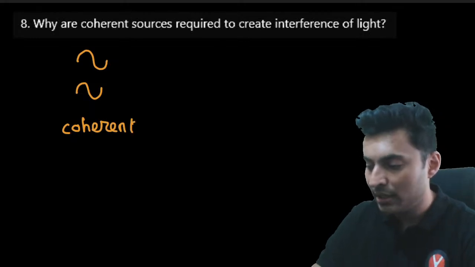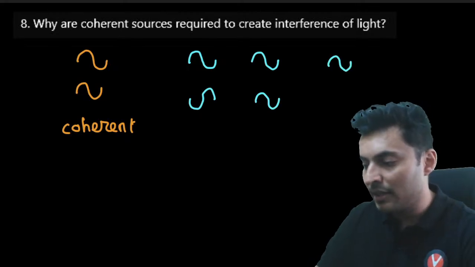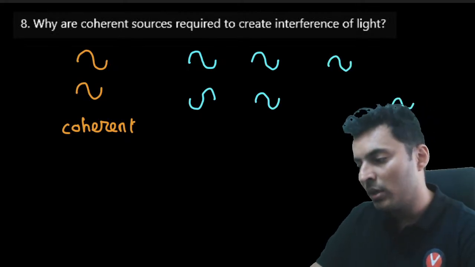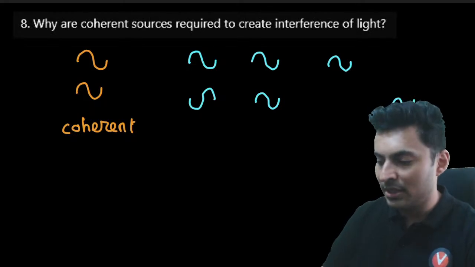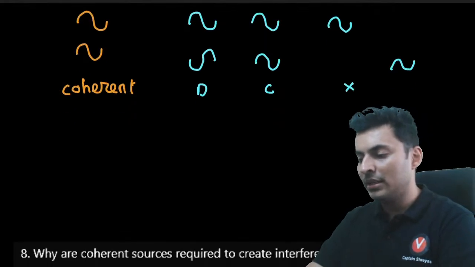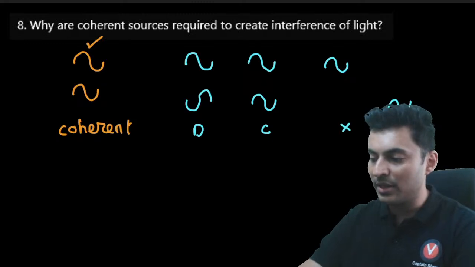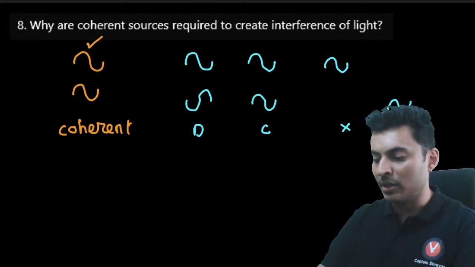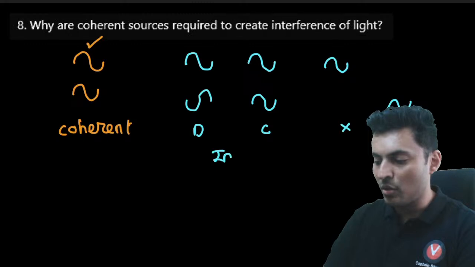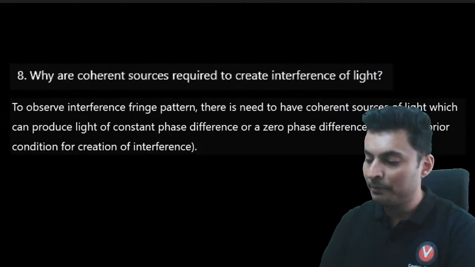But if it is incoherent, then what will happen? Once it is like this, then after some time, it is like this. Then after some time, nothing is coming from here. After some time, only thing is coming from here. So sometimes it is destructive, sometimes it is constructive. Then there is no interference here. But in coherent sources, it is always predictable. So this one is incoherent. You cannot predict anything. So that is the problem.